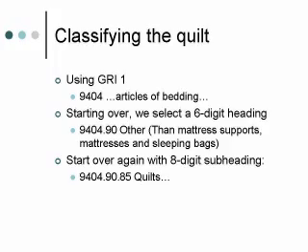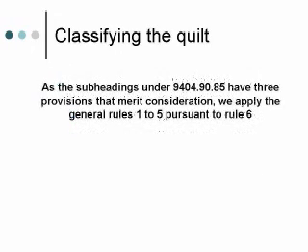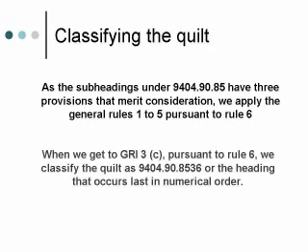Now we are faced with more than one provision that merits consideration. Rule 1 will not work. Rule 2 will not work, as these are not incomplete, unfinished, or a mixture. We are on to GRI 3. 3A is out because there is only one description and it's pretty specific: quilt. 3B is out as the quilt is not a mixture, composite, good, or set. 3C is where we hit pay dirt. Using Rule 3C pursuant to 6, we classify the quilt in 9404-90-8236, or the heading that occurs last in numerical order.